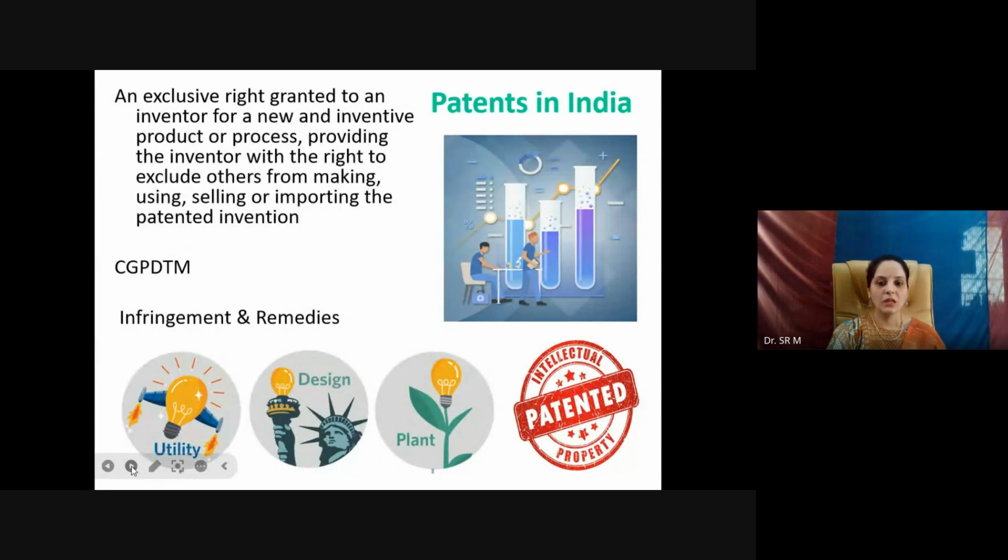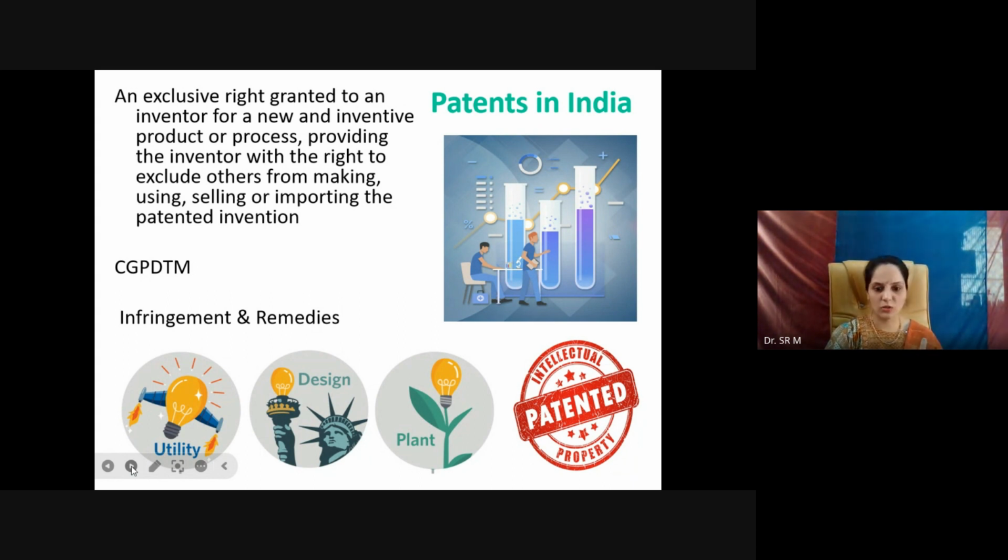Then the infringer, whoever has copied, might have to pay for the damages caused by their act of copying. The court can order the infringer to halt the production, to stop the production, or to right away stop the sale of that copied product.